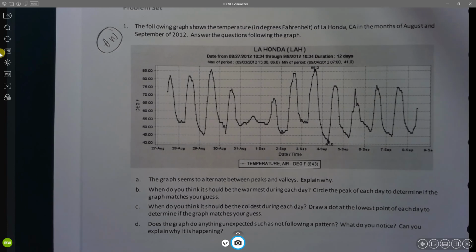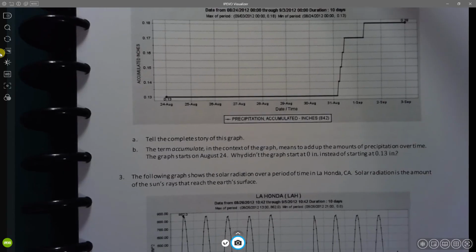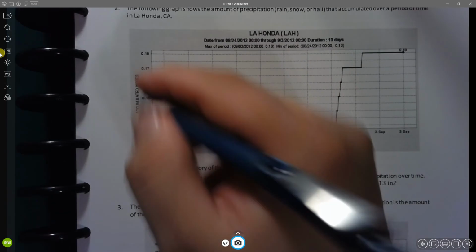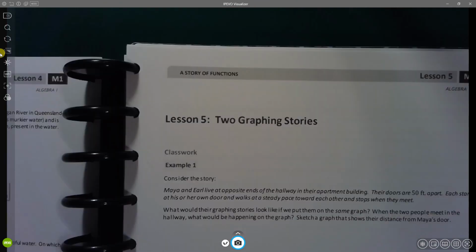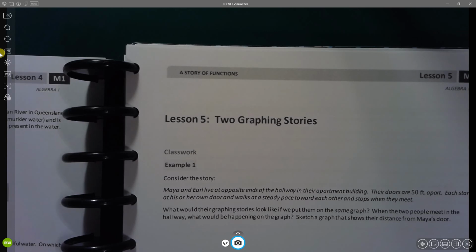But that's what you're looking at is Lesson 4, analyzing graphs, and then we're going to do these two problems tomorrow in class as classwork, so no stress there. All right. And then we are going to move into Lesson 5, two graphing stories. Okay, so just be patient.